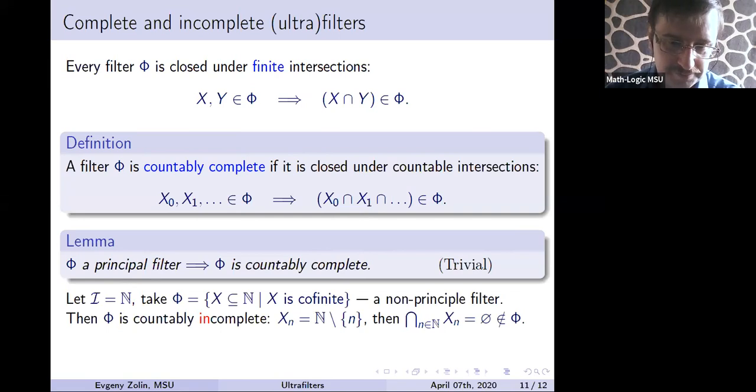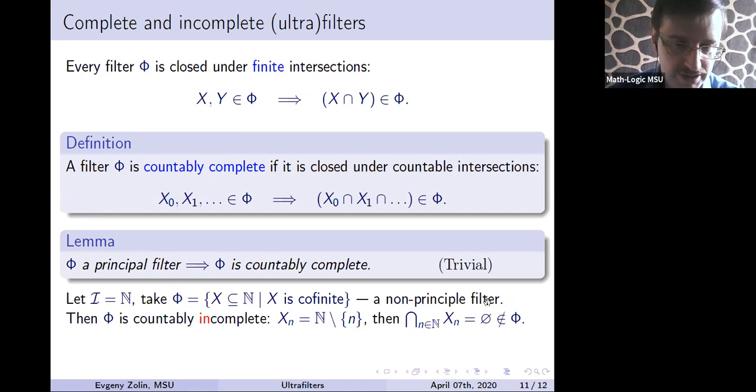For non-principal filters, some of them are countably complete, some are not. Here's an example. We already had this example in the previous slides, which is incomplete. Let us take the set of natural numbers and all cofinite subsets of natural numbers. We know that it is a non-principal filter.